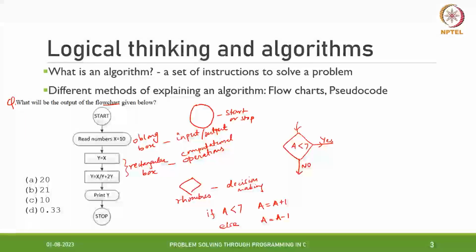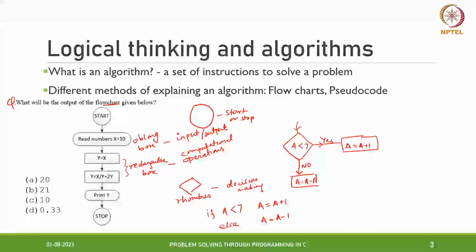Okay, and they will be separate. So here I will have a is equal to a plus 1, because that is what I have to do when a is less than 7, and in the no branch I will have a is equal to a minus 1. Okay, so these are some of the different rules that you have to follow while making a flowchart. Now let us see what the output of this particular flowchart will be.